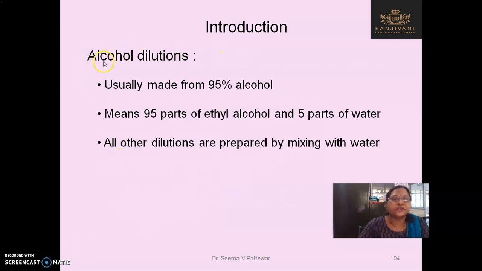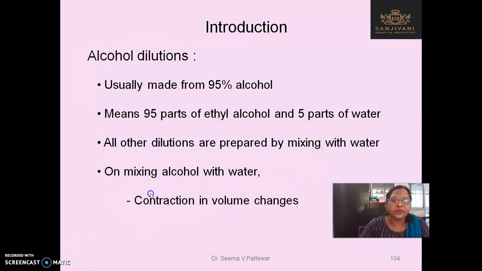So this is the alcohol dilution method, usually made from 95% alcohol, meaning 95 parts of ethyl alcohol and 5 parts of water, that is the total 100%. All other dilutions are prepared by mixing with water.